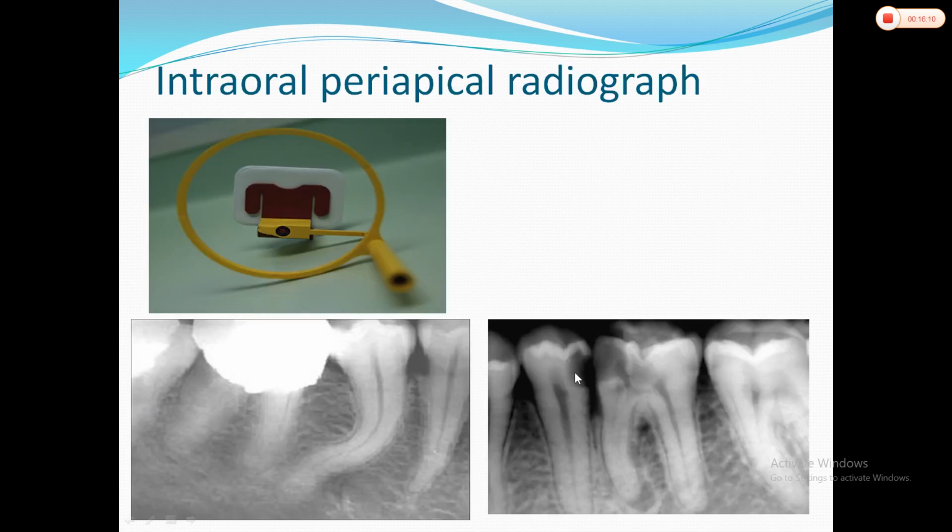See in this one, caries appears as a radiolucent area. Here it is close to the pulp, the caries is close to the pulp, and here caries involves the pulp.